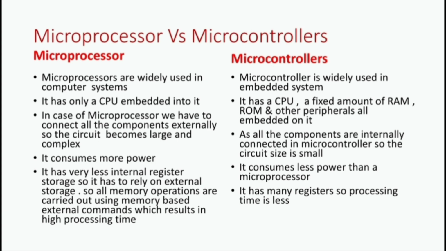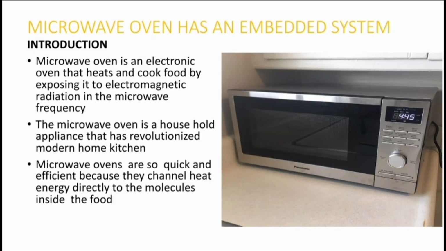It has many registers, so processing time is less, while microprocessors are more versatile and used in general computing applications. Microcontrollers are specialized chips for specific tasks, offering a balance of processor, memory, and input output capabilities in a compact form. So now coming to microwave oven as an embedded system.